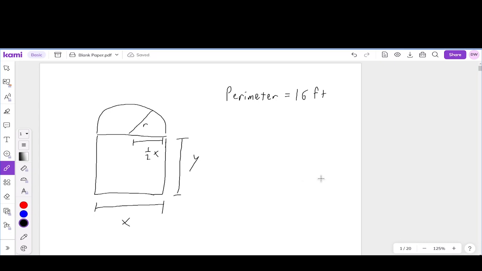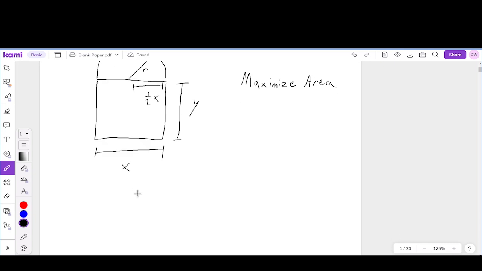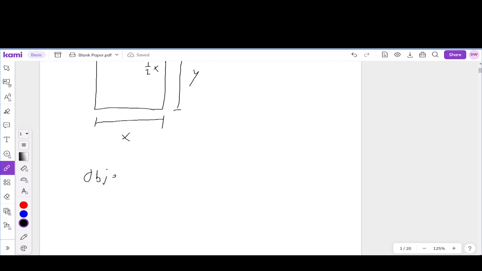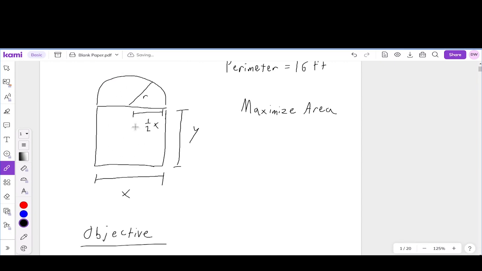The way I always start optimization, I like to do an objective and a constraint equation. The objective is what the question's asking for, in this case, maximizing the area. So my objective is going to be the area formula for this Norman window. I'm breaking this up into two shapes: number one, a rectangle here in red, and number two, a semicircle here in blue.